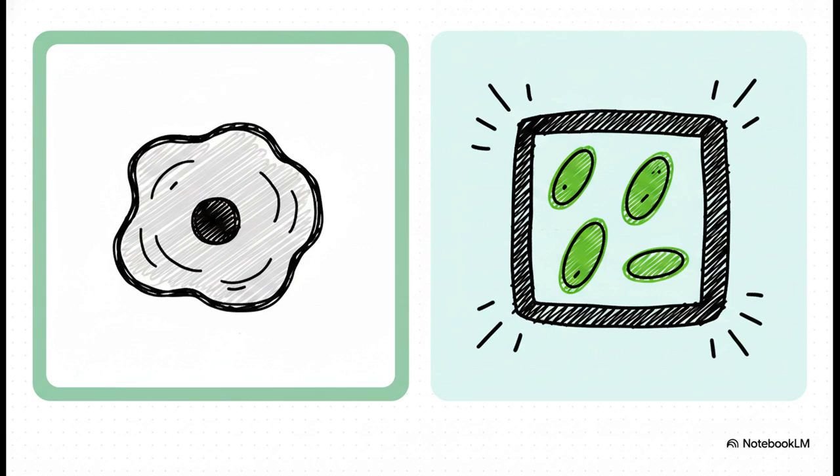A really great trick from our source text is to remember that plant cells have extra parts that begin with the letter C. So plant cells have a rigid cell wall for support, and many of them have chloroplasts, which contain green chlorophyll to make food from sunlight. Animal cells? They absolutely do not have a cell wall. That's actually why they're often more irregular and flexible in shape, and they definitely don't have chloroplasts, which is exactly why you don't turn green and photosynthesize when you walk out into the sun.